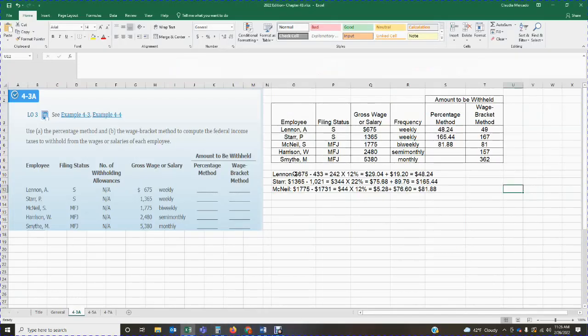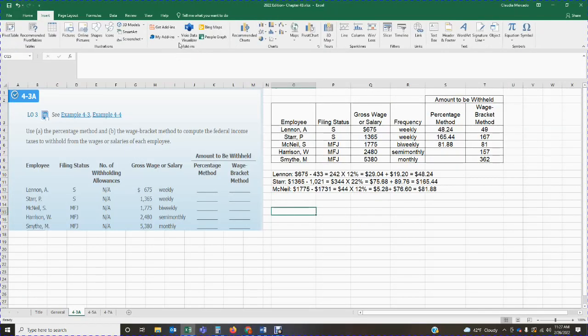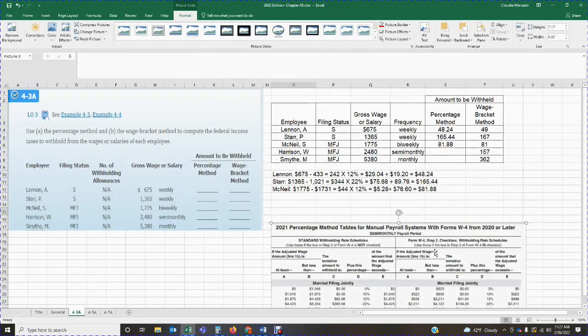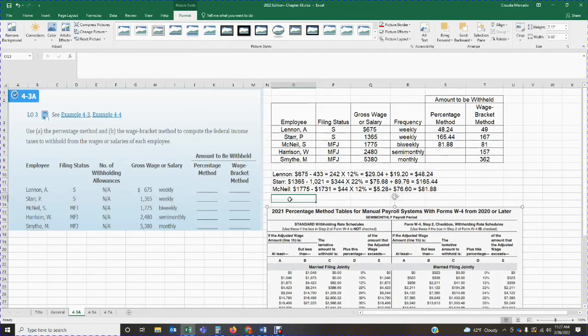So let me bring it in. That way we just see it in one screen. I don't have to be scrolling back and forth. Okay, so here we go. So the next one we have is Harrison.